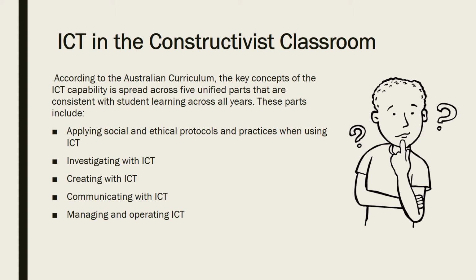According to the Australian curriculum, the key concepts of the ICT capability is spread across 5 unified parts that are consistent with student learning across all years. These parts include applying social and ethical protocols and practices when using ICT, investigating with ICT, creating with ICT, communicating with ICT, and managing and operating ICT.